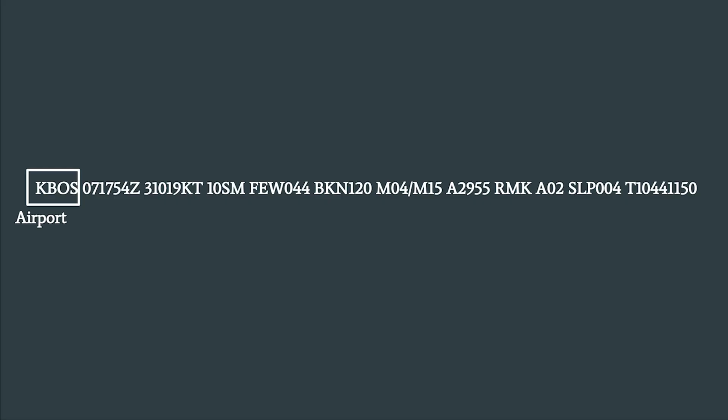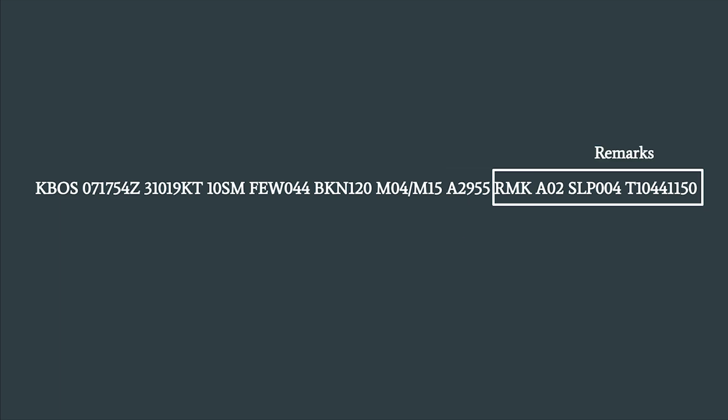This is what a METAR looks like. The first piece of information is your airport code. Second is your date and time. Next is your wind, direction, and speed. Next is your visibility in statute miles. Next is your ceilings. Next piece of information is your temperature and dew point. Next is your altimeter or pressure. And then the last section are remarks.